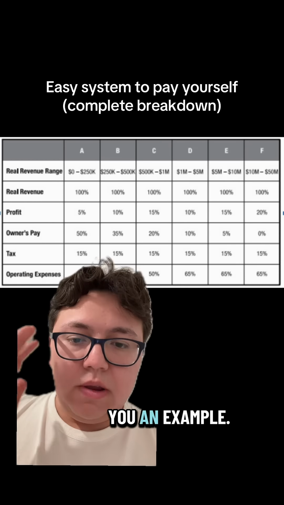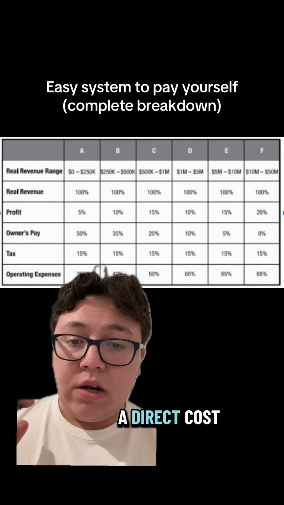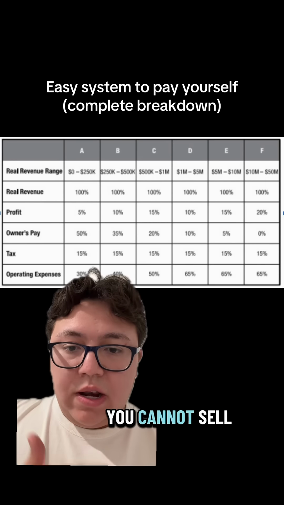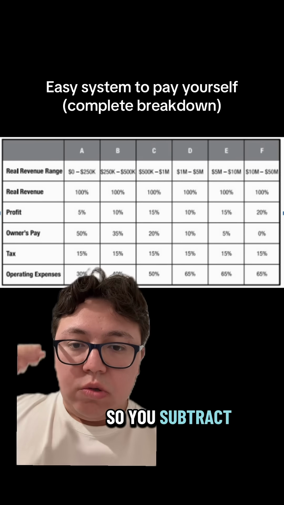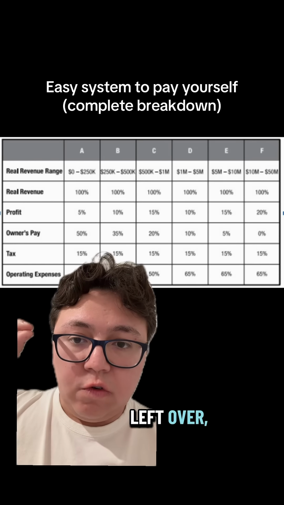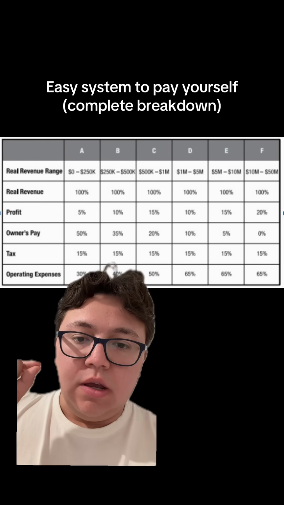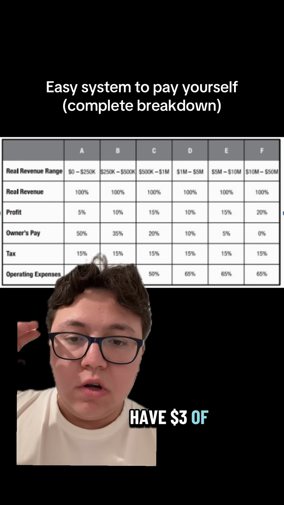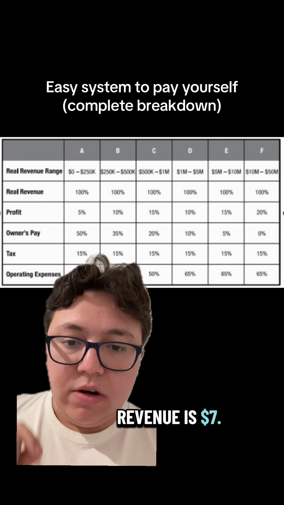So I'll give you an example. Let's say that someone is going to sell pizza. A direct cost would be the dough. A direct cost would be the tomato sauce. You cannot sell pizza unless you have the dough and the tomato sauce. So you subtract your revenue minus those costs, and whatever's left over, that is your real revenue. So let's say with real numbers, you have $10 and then you have $3 of those expenses. Then your real revenue is $7.